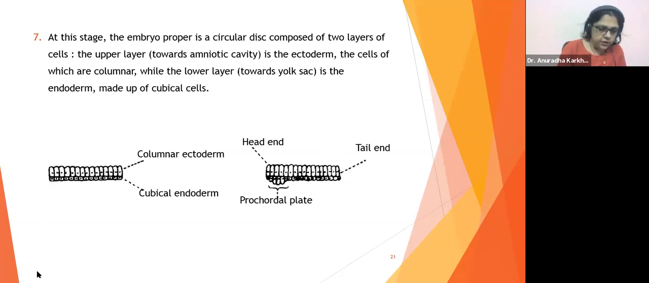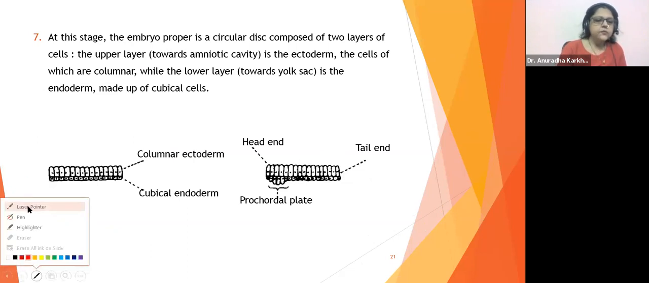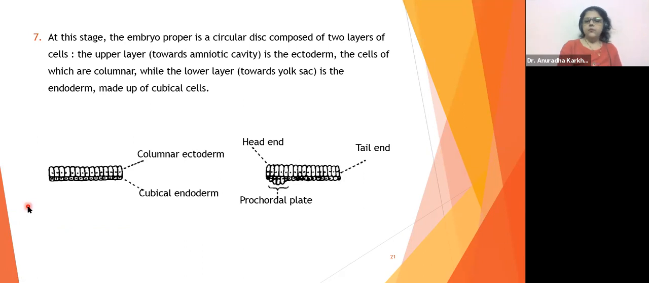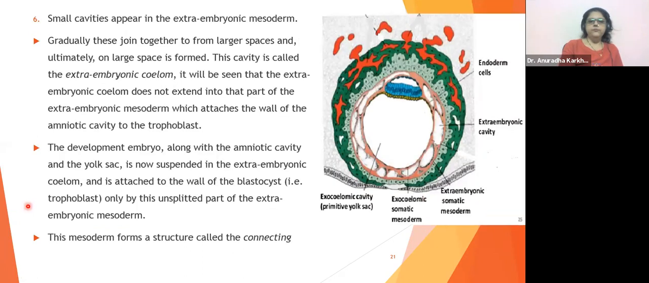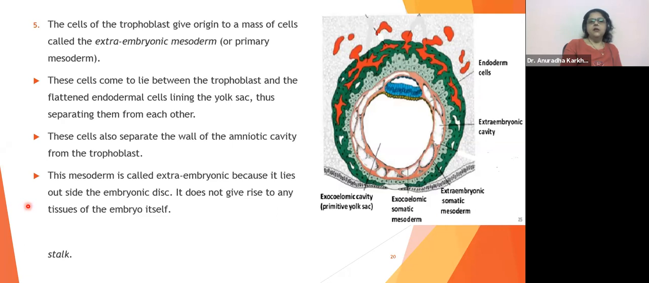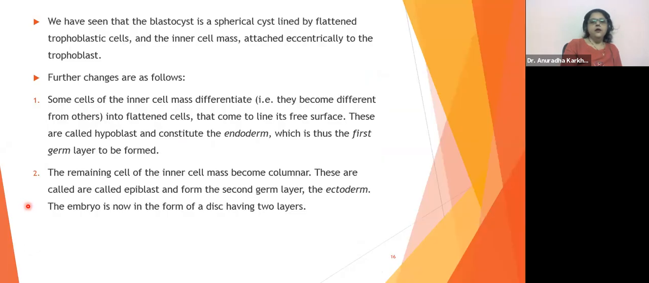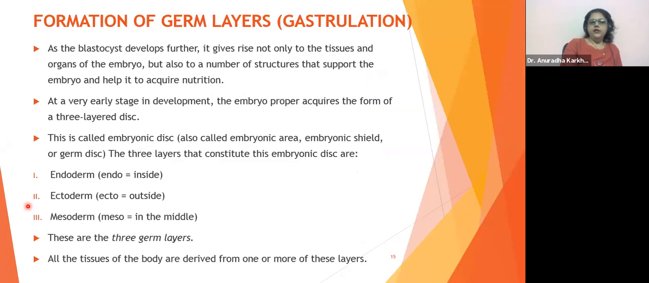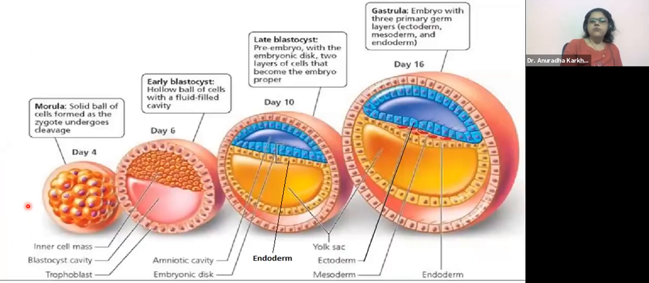Before that, let's see what we have done so far. Here we had seen how gastrulation is taking place. First we have seen the endoderm is formed, followed by the ectoderm, and then the mesoderm is going to be formed. So here we saw that this was the morula, right?